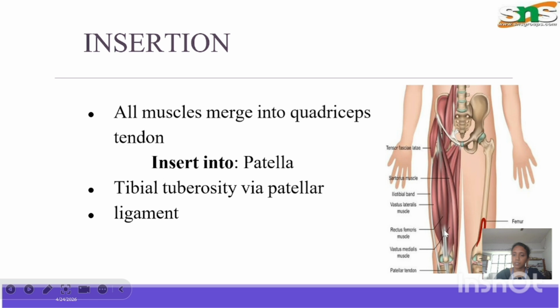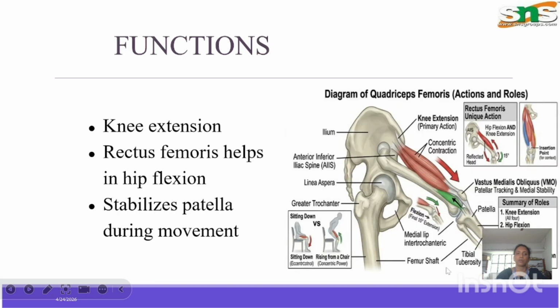Here is the tibia. It is crossing the knee joint anteriorly and getting attached to the tibia. That is the insertion. In this picture, you can see the femur, and in this picture, the bones covering the femur, and all four muscles of the quadriceps together coming and attaching in the anterior compartment of the thigh, in front of the knee joint. It crosses the knee joint and attaches to the tibial tuberosity.